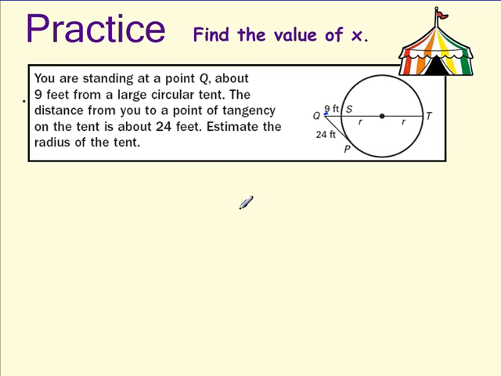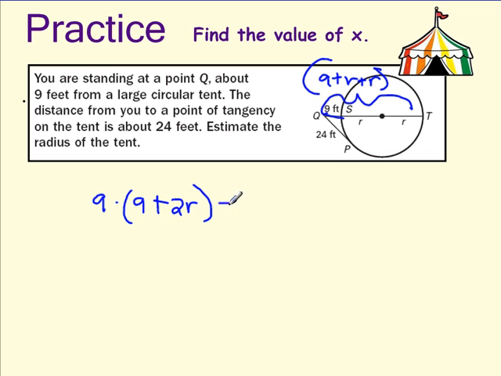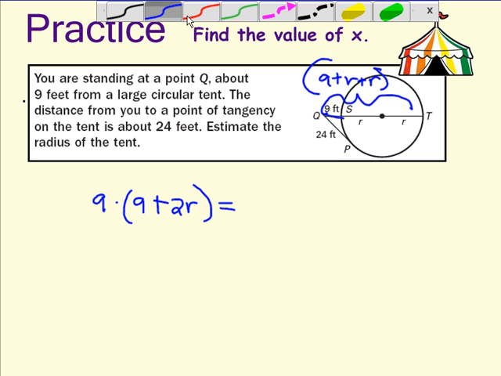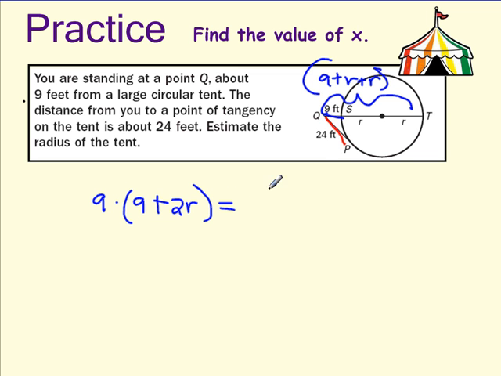So using this, we're going to go ahead and say 9 times, that was my external, times the whole, which would be 9 plus r plus r. We can rewrite this as 9 plus 2r is equal to the external, which is 24, times the whole, which also happens to be 24.